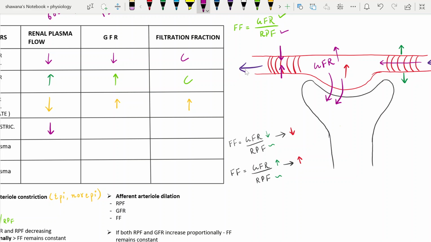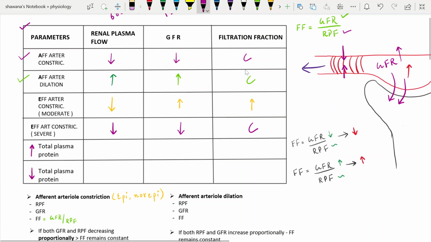The remaining plasma became concentrated with proteins, right? The remaining plasma would have increased oncotic pressure. The oncotic pressure exerts a negative filtration force. It means that GFR after some time with severe constriction would automatically decrease, because the remaining plasma will have more concentration of protein than normal. So renal plasma flow and GFR in case of severe constriction of efferent arteriole would both decrease. And filtration fraction, because both are decreasing proportionally, would remain constant.